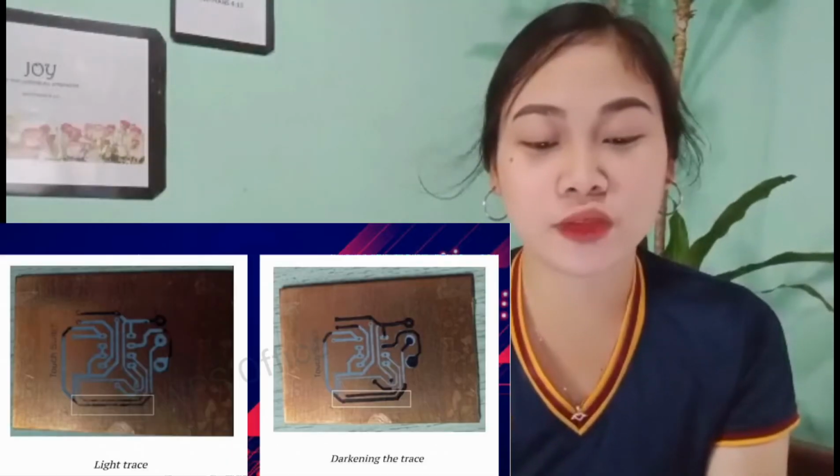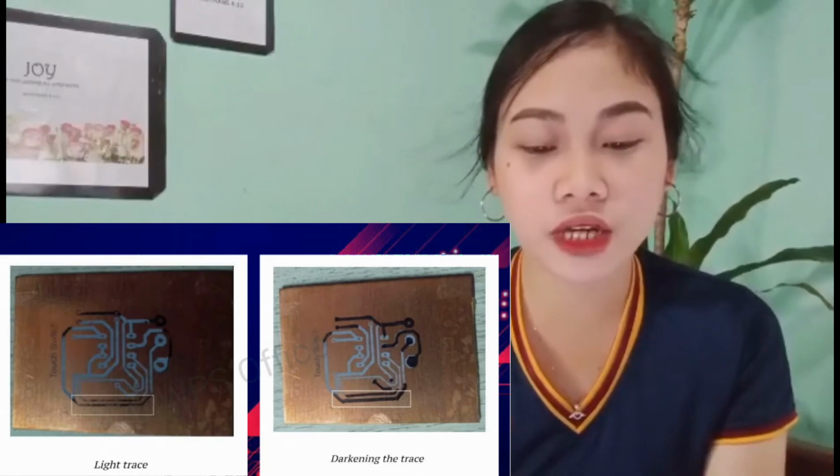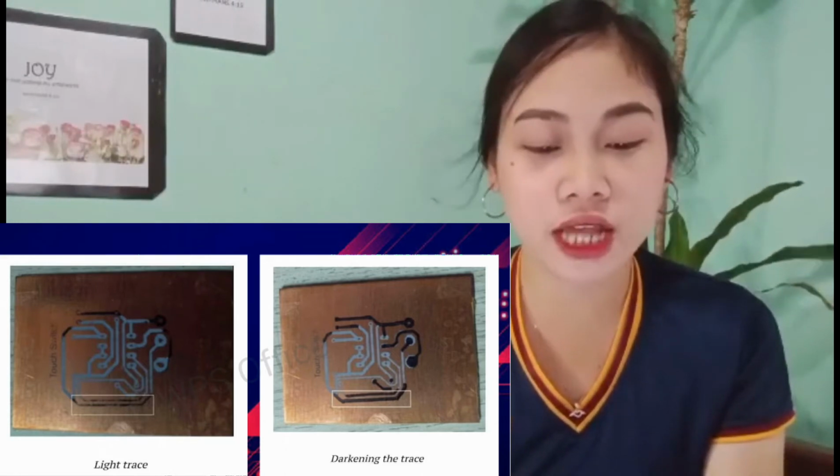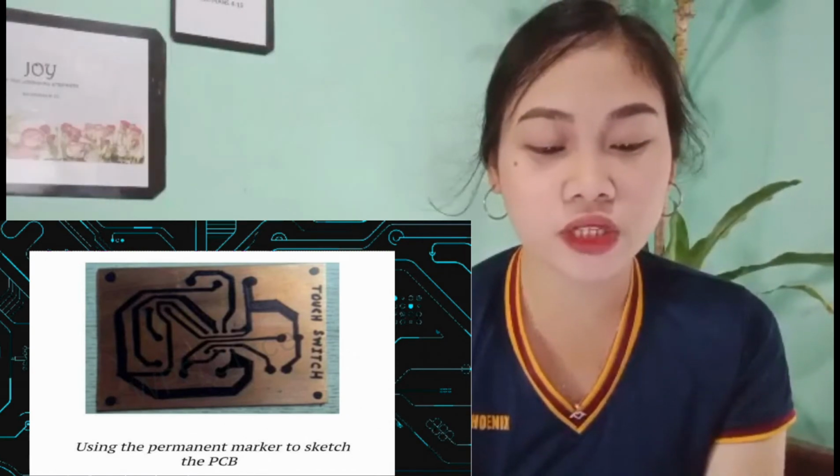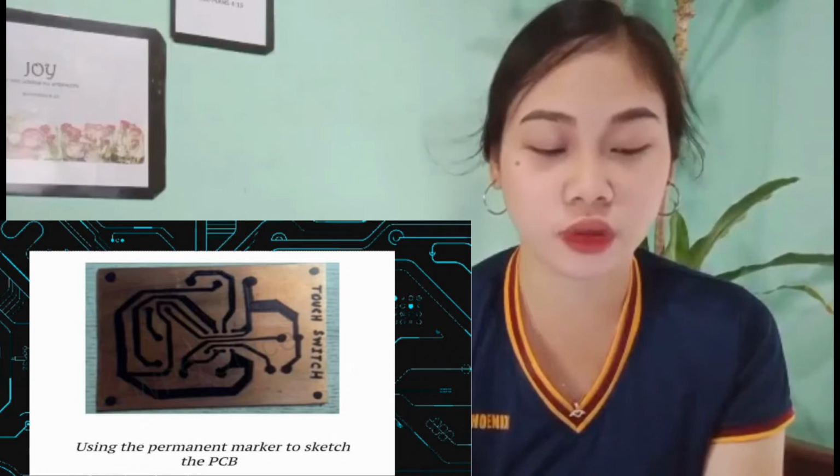In some cases, when removing the paper, some of the tracks get erased. In the figure, you can see that the track is light in color. Hence, we can use a black marker to darken it, as shown.